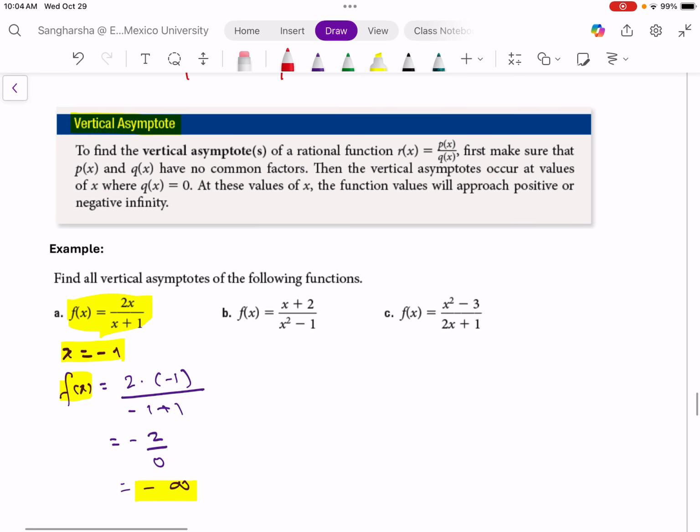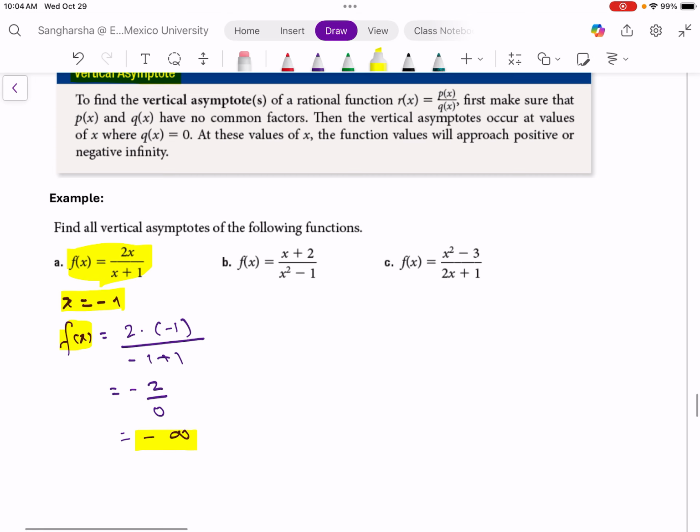So for x equals some value, if our function f of x is positive infinity or -infinity, then we call x equals -1 a vertical asymptote. So this x equals -1 is a vertical asymptote. A vertical asymptote is a vertical line where the graph does not touch that line, or the value of x where our function is undefined, the value of x when our function is positive infinity or -infinity.